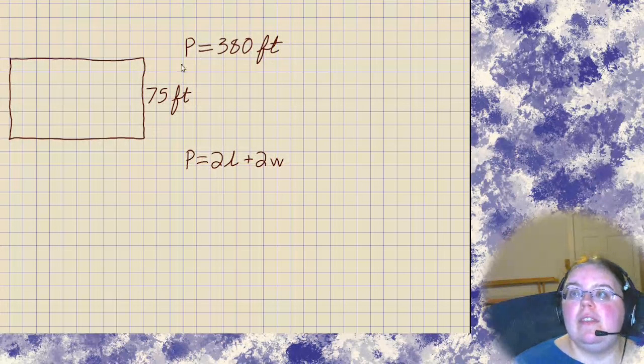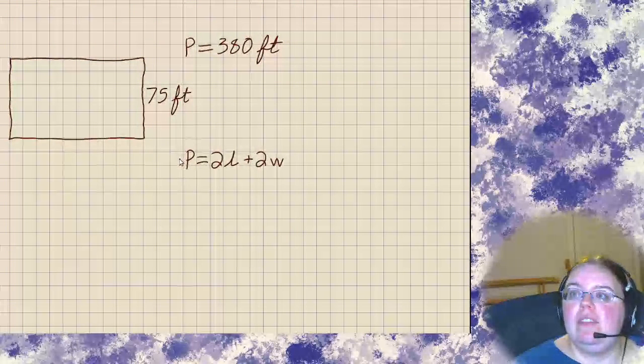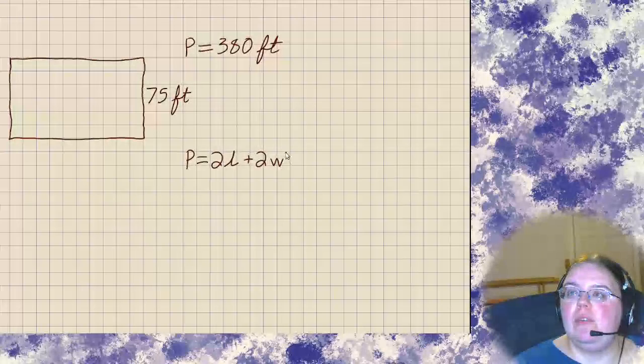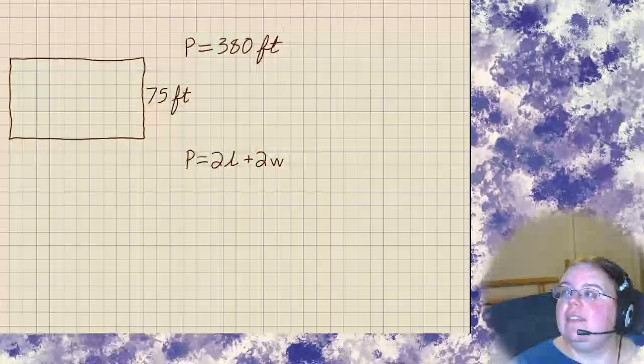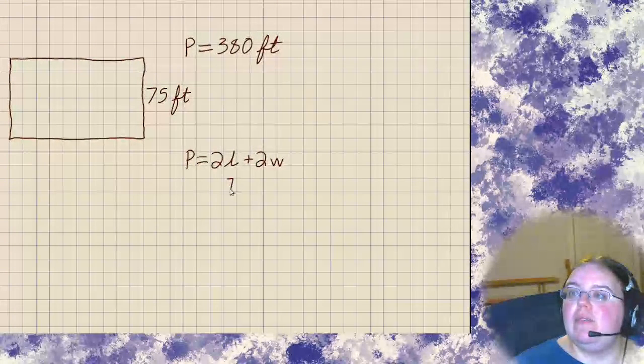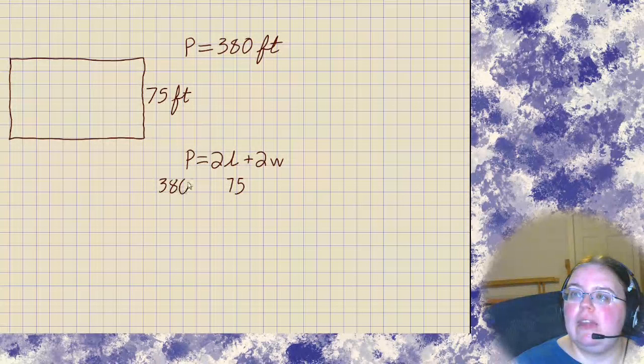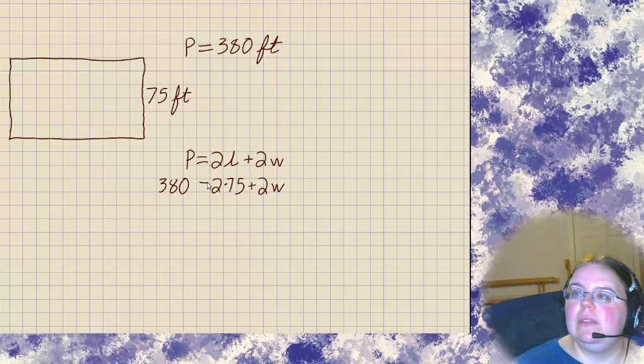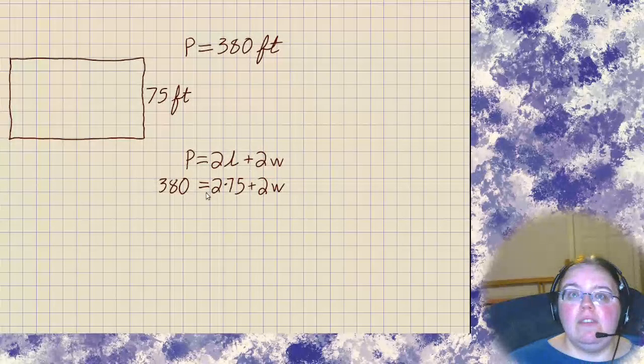So for this specific problem, what I can do is take this formula for the perimeter, 2 times the length plus 2 times the width, which is just the result of adding up all the sides, and plug in what we know. So we know the width is 75 feet, and the perimeter is 380 feet. And then we can just walk through and copy the rest of the problem. And then we can just start simplifying and solving.